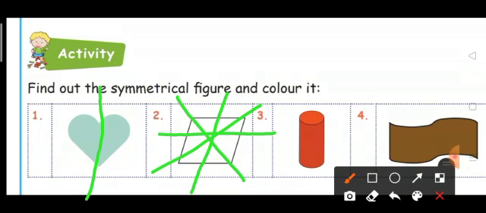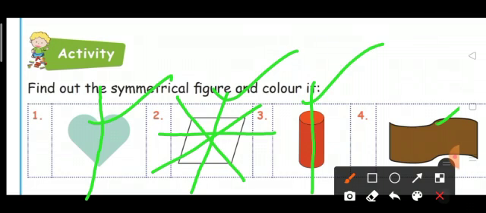4 parts. Next one, cylinder can be divided into only 2 parts. Okay. And next, see the next picture, we cannot divide this symmetrically. Okay, so only 3 of these can be divided and the last one cannot be divided. Okay, so students, color only 3 pictures. Okay, thank you.